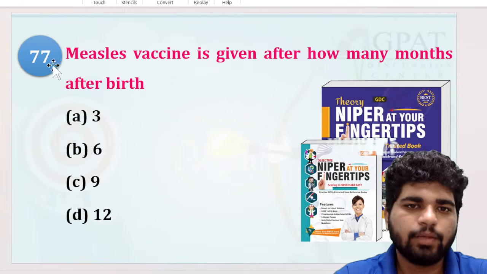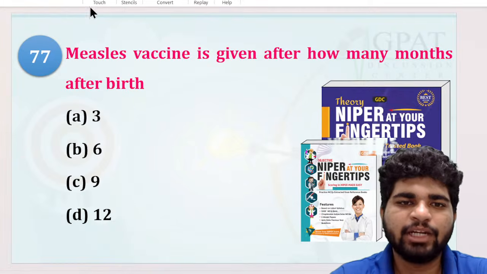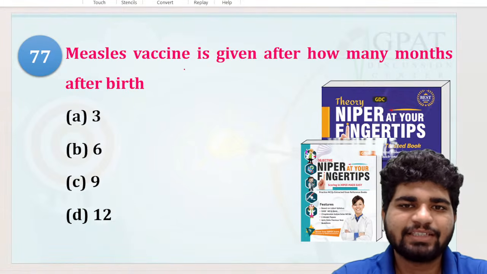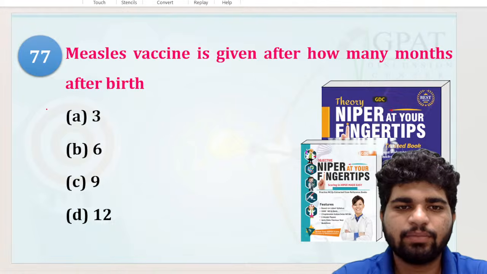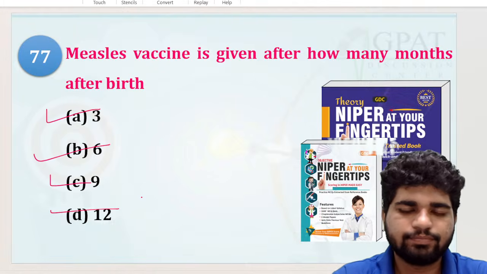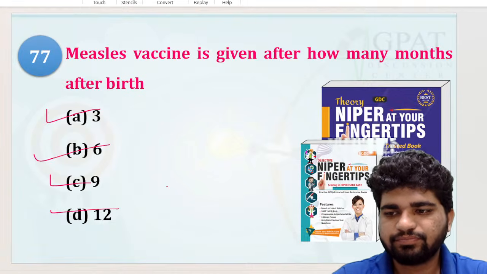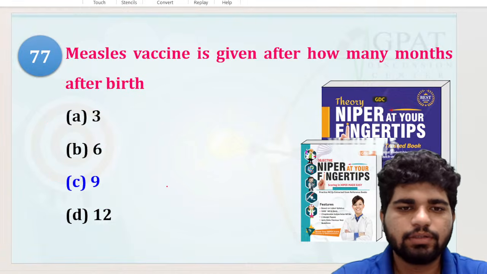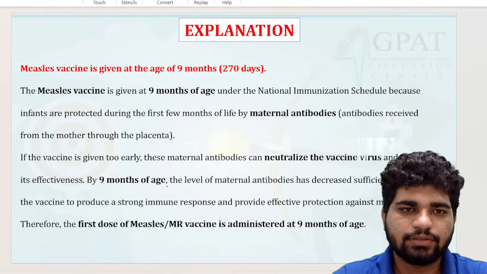Now, measles vaccine is given after how many months after birth? 3, 6, 9, or 12. That is nothing but your 9 months. Okay.